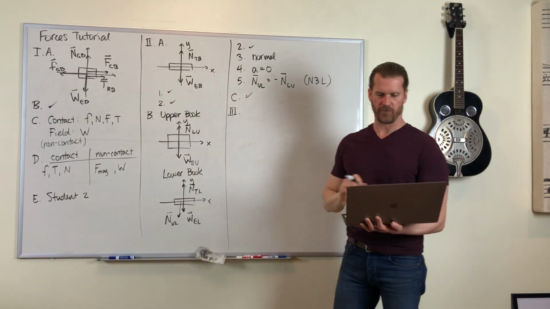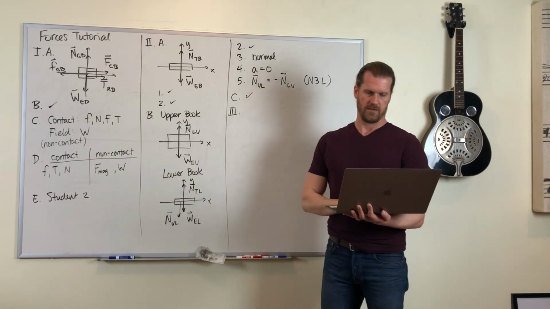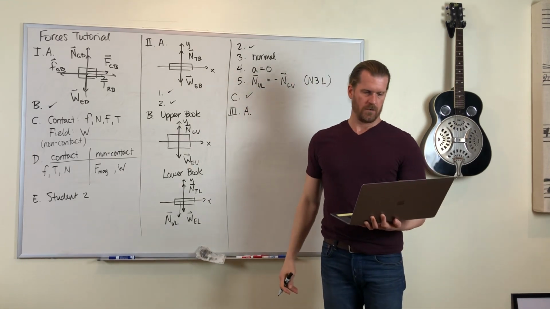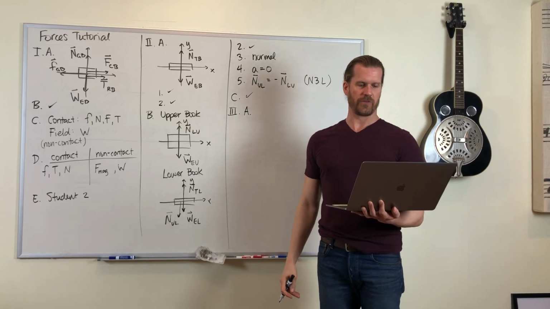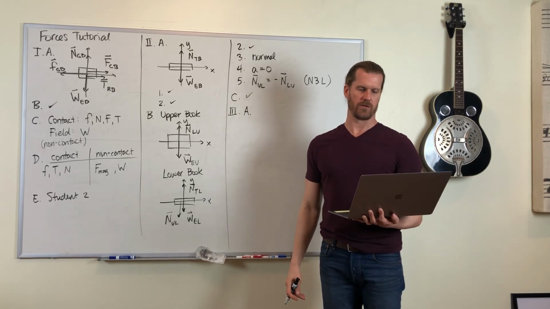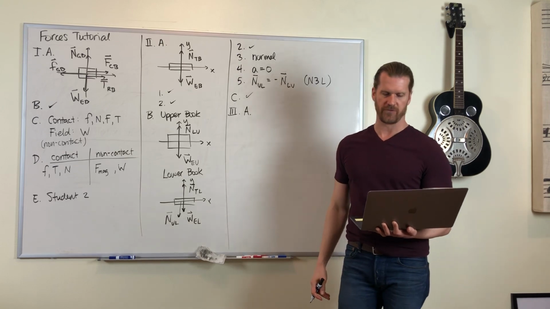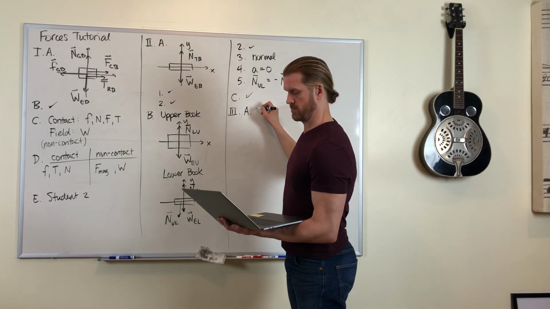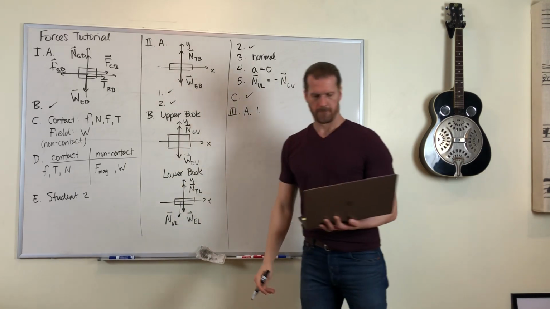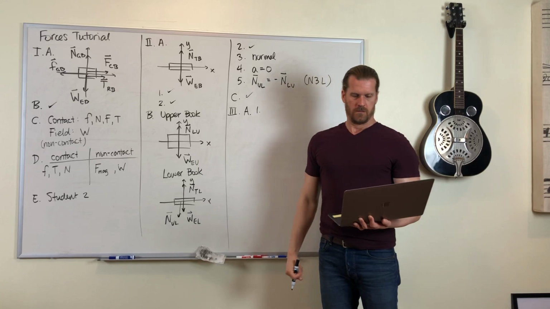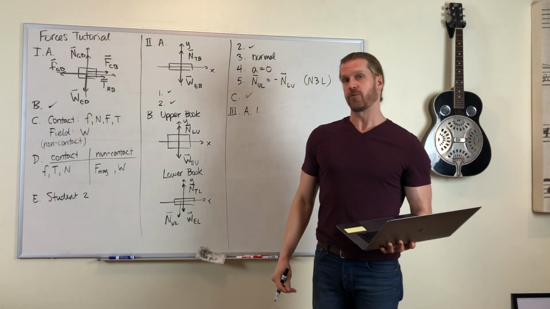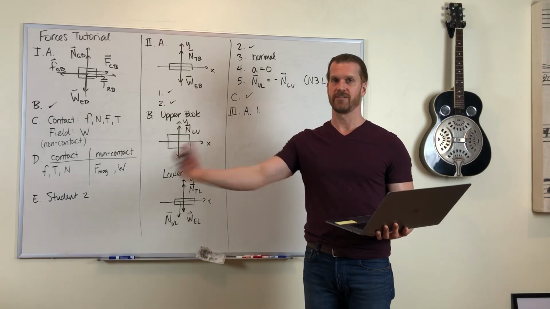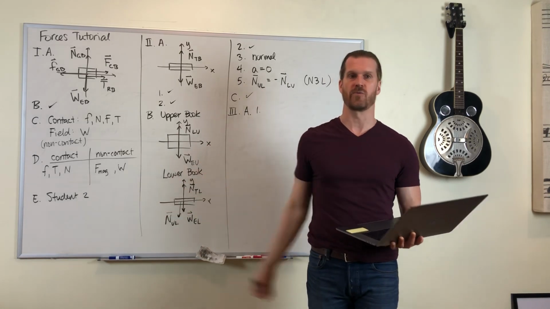Identifying Newton's third law force pairs. A student says, I think that the normal force and the weight are a third law force pair. They're the same size and point in opposite directions, so they must be a third law pair. That student is wrong. A third law force pair has to be the same type of force. It has to be gravity and gravity, or normal and normal.